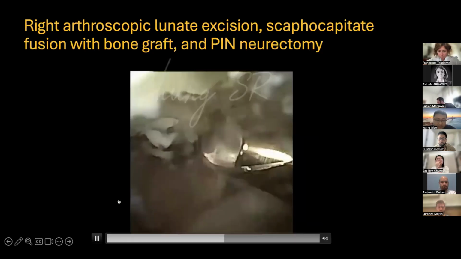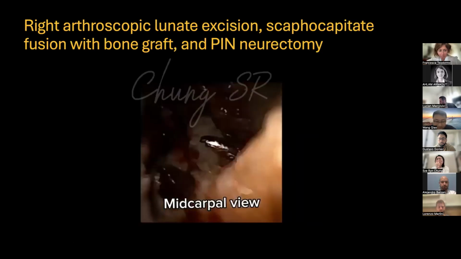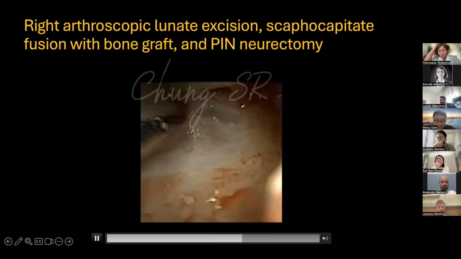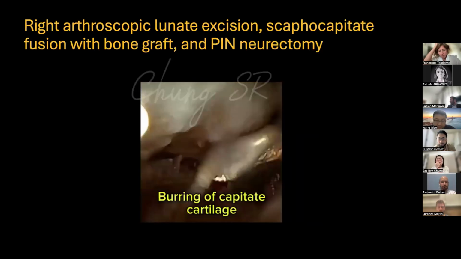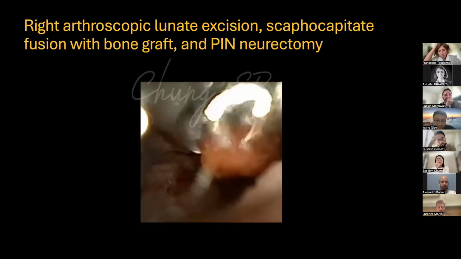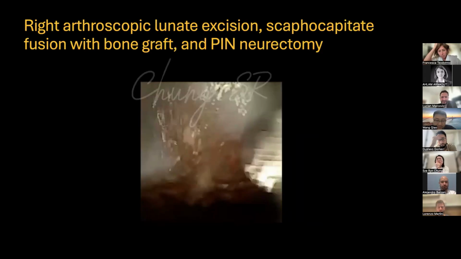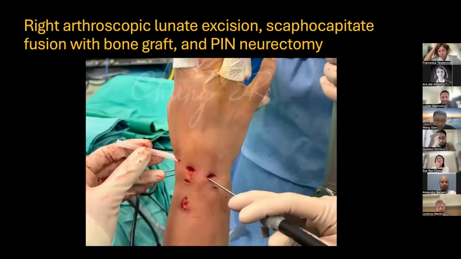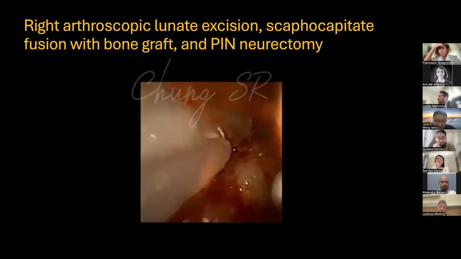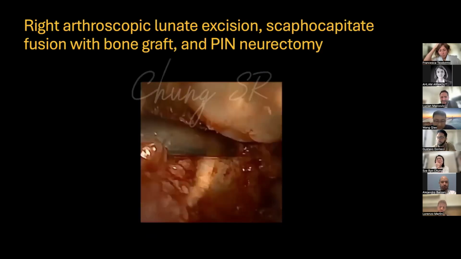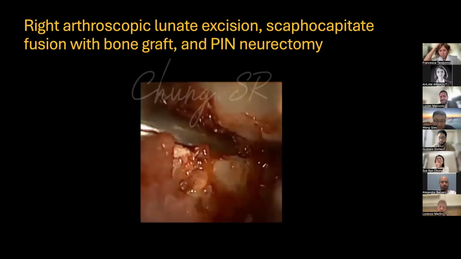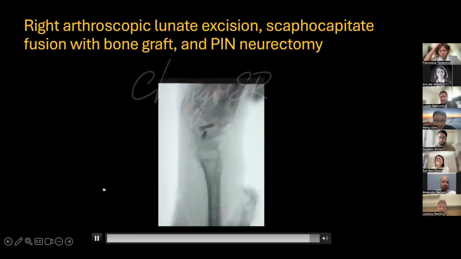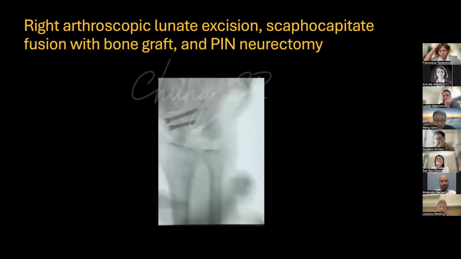Then after that is burring the radioscaphoid joint, from the scaphoid first, then later the capitate. Then we push the bone graft into the joint space. We normally just use this needle sheath, which is quite handy and cheap. So pack the bone graft into the joint space, pass through the guide wire, then screw it, which is strong and stable.